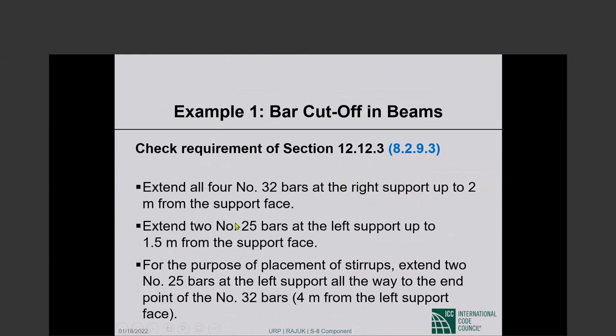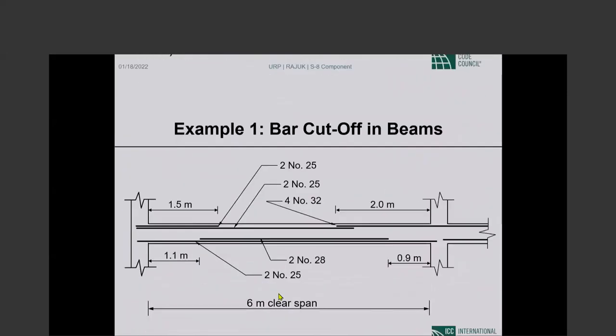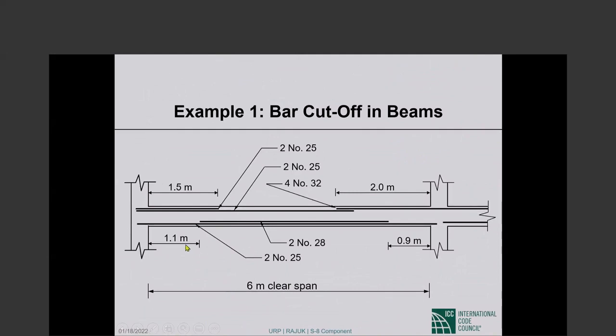Extend 2 number 25 bars at the left support up to 1.5 meters from the support face. For the purpose of placement of stirrups, extend two number 25 bars at the left support all the way to the end point of the number 32 bars. And so this is what we have done in the example.